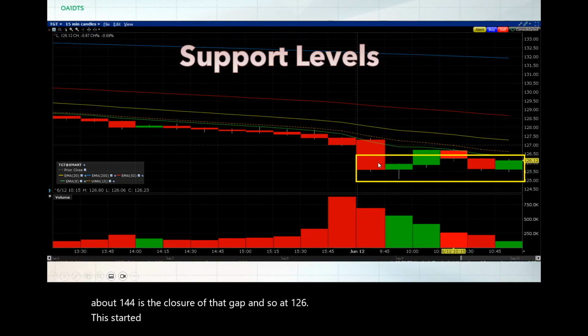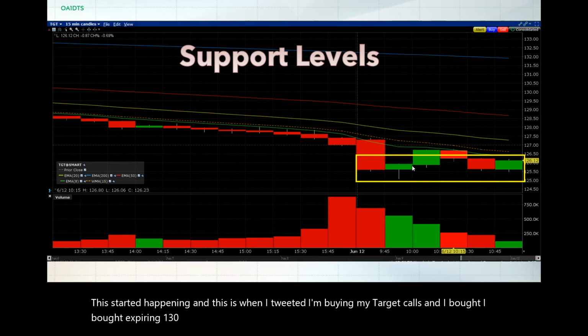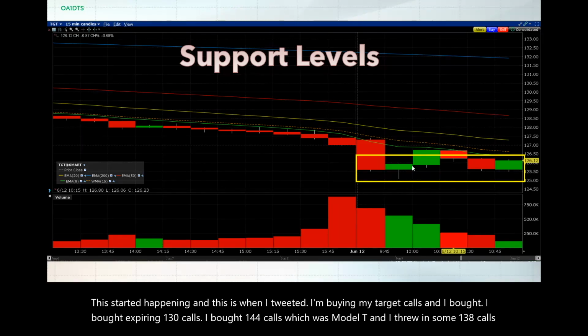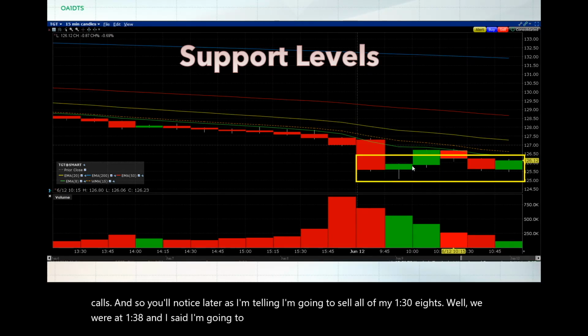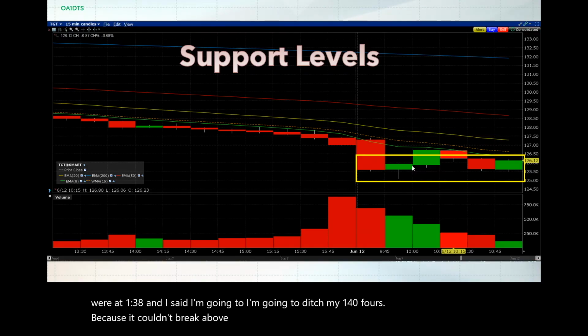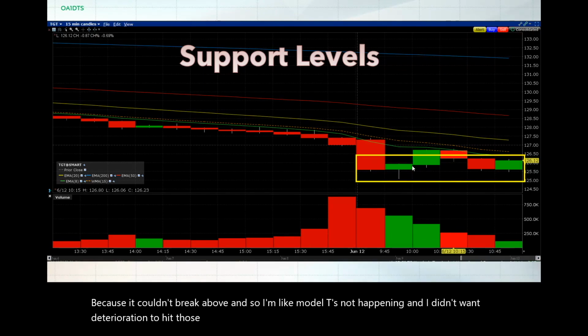this started happening. And this is when I tweeted, I'm buying my Target calls. And I bought expiring 130 calls. I bought 144 calls, which was Model T, and I threw in some 138 calls. And so you'll notice later, as I'm saying, I'm going to sell all of my 138s. Well, we were at 138, and I said I'm going to ditch my 144s because it couldn't break above, and so I'm like, Model T's not happening. And I didn't want deterioration to hit those. So we just went ahead and exited.